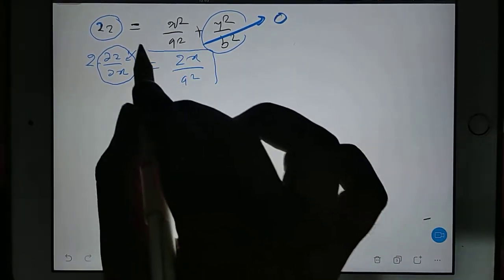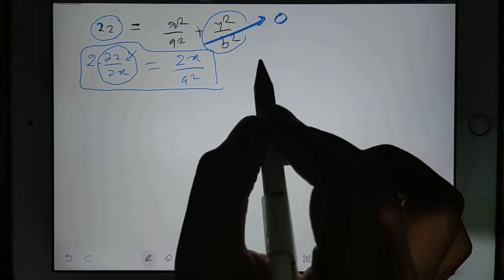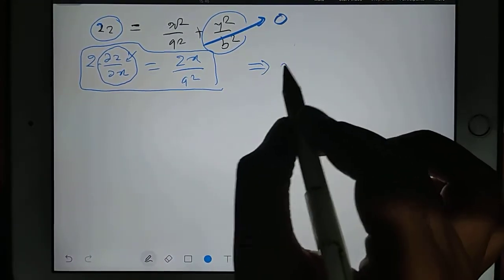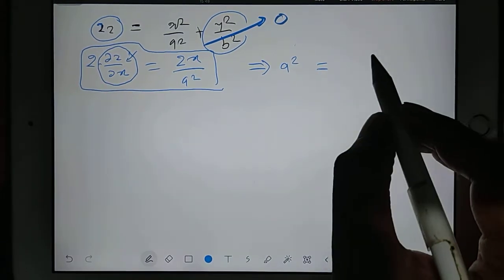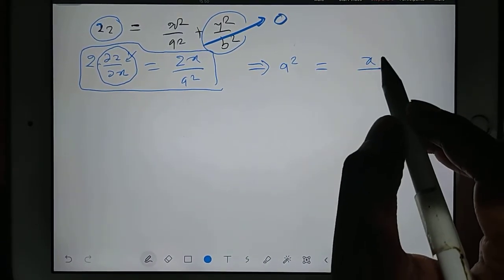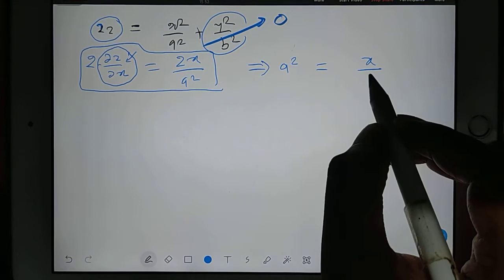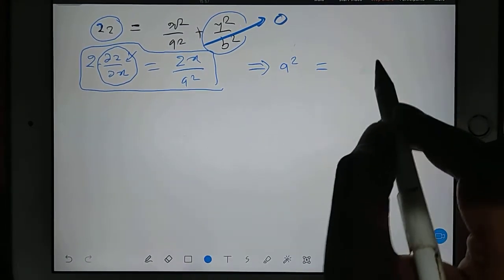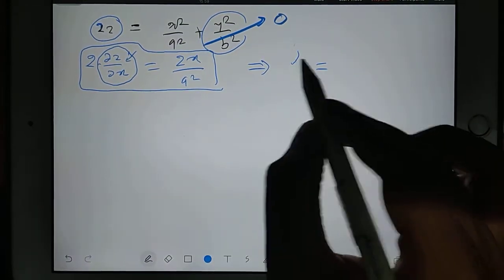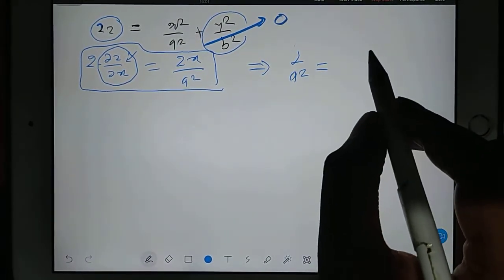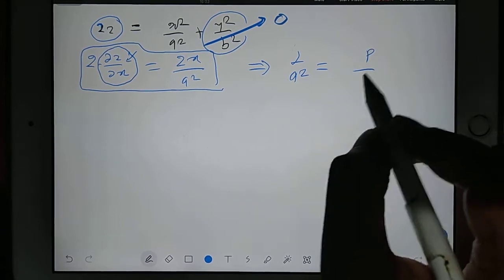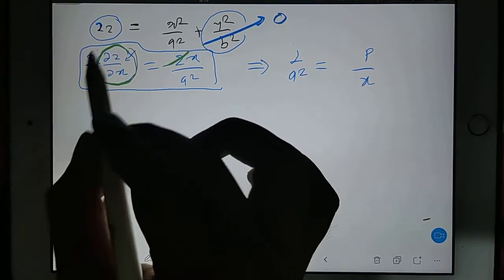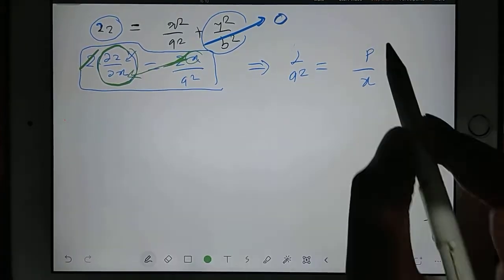Now from this equation we can find out the value of a square. Don't find a square, because 1 by a square is what is mentioned, so find out 1 by a square, it will be much easier. So 1 by a square is nothing but p by x. Now what is p here? This portion I'm writing as p, 2 I am cancelling, this x I'm sending down, so p by x is coming.